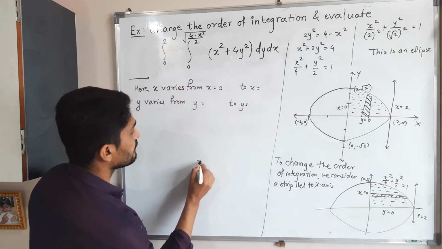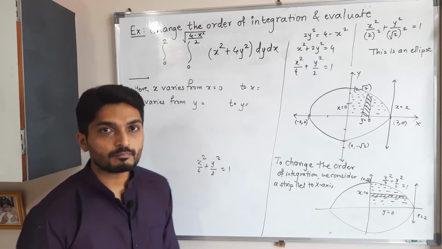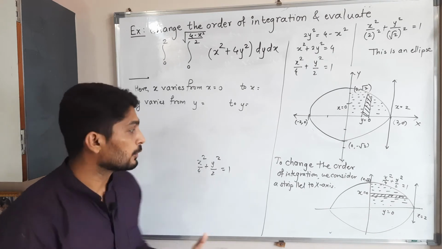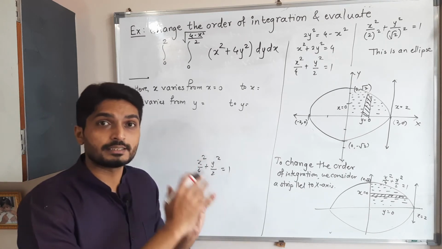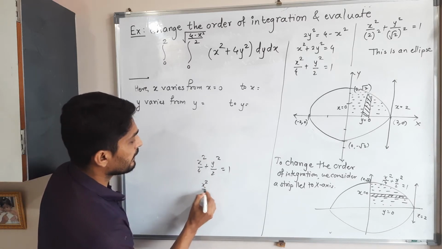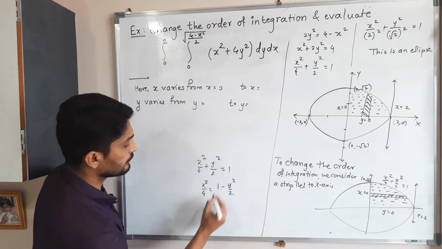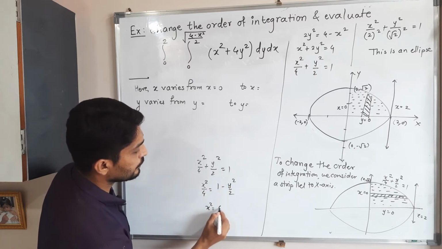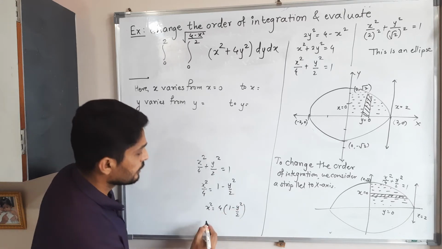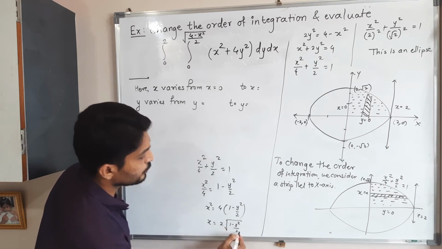So what is the equation of the ellipse? x square by 4 plus y square by 2 is equal to 1, correct? But I have written x is equal to, so I should be able to express this equation in terms of x. So what will I do? x square by 4, I will shift it there: 1 minus y square by 2, and I will shift 4 to that side. So x square is equal to 4 times (1 minus y square by 2). Now I will take the square root of both sides. So x is equal to 2 root of (1 minus y square by 2). So this thing we have.